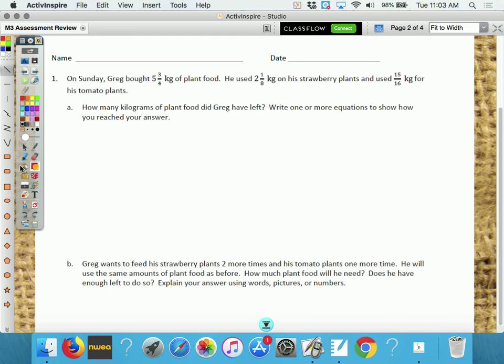Thank you. All right, it says, on Sunday, Greg bought 5 3/4 kilograms of plant food. He used 2 1/8 kilograms on his strawberry plants, and he used 15/16 kilograms for his tomato plants. How many kilograms of plant food did Greg have left? Write one or more equations to show how you reached your answer. Okay, so this is one equation.